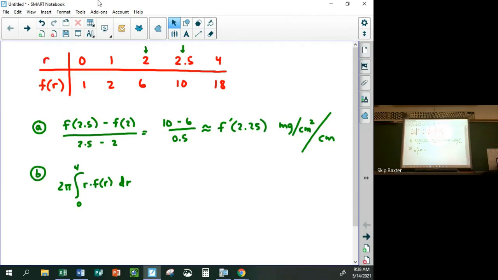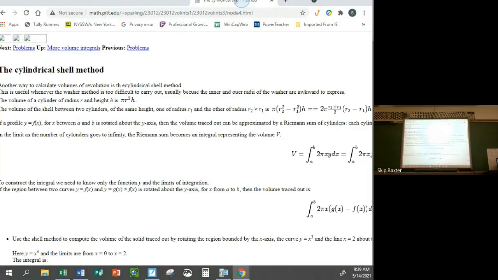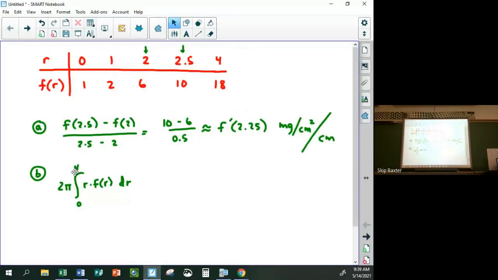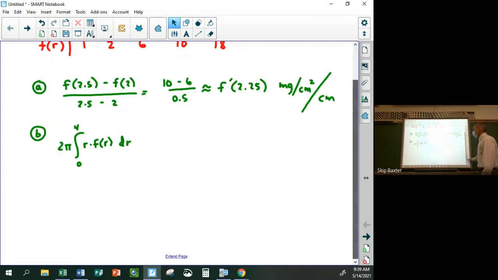So let me just give you a thing here. If I look up method of cylindrical shells, this is just a random page that I Googled. So the cylindrical shell method, you can see it's the integral of 2 pi x f of x dx. And that's exactly what we have here. We have the integral of 2 pi r f of r dr. It's the same thing, right? So let me just explain briefly what the method of cylindrical shells is.